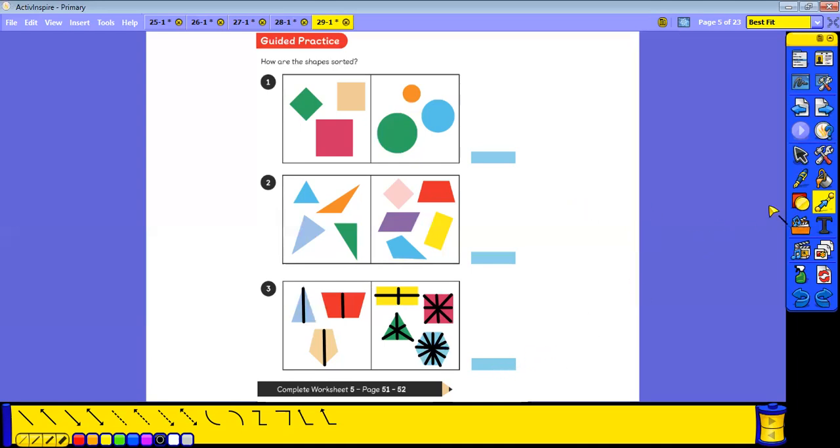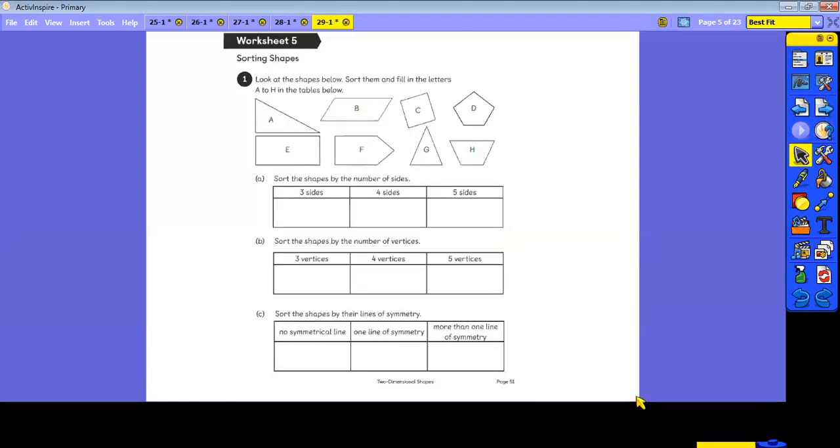Okay, so children, now you should be ready for completing worksheet 5, pages 51 to 52. Shall we have a little look at what they look like? I'll read the text for you to help you get started. Look at the shapes below, sort them and fill in the letters A to H in the tables below. So we've got to sort these shapes according to the properties outlined in the table.